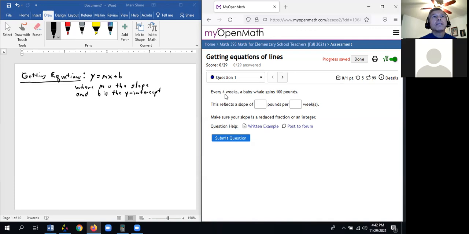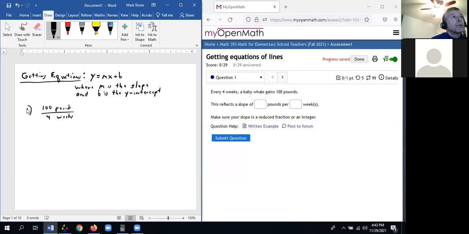So on this first problem, it says every 4 weeks, a baby whale gains 100 pounds. This reflects a slope of, and it says, make sure your slope is a reduced fraction. Okay, so this has to be a reduced fraction. So what's it going? It's going up 100 pounds every what? 4 weeks. Well, 100 pounds every 4 weeks, when you think about this, its weight is going up 100 pounds every 4 weeks. Well, that's not a reduced fraction.